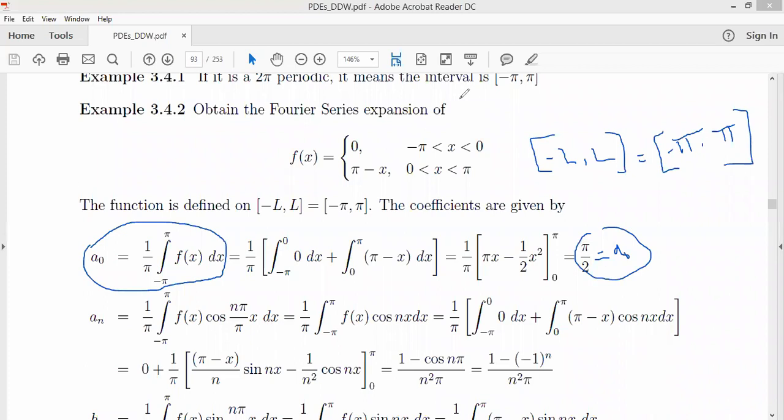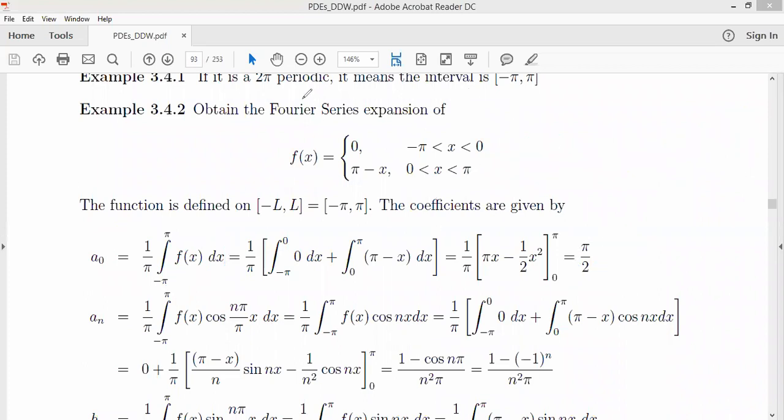So the next part is integration by parts. And sincerely, we have been integrating by parts even in Laplace. So you just have to think of the u and you think of the v, and then you do the needful.